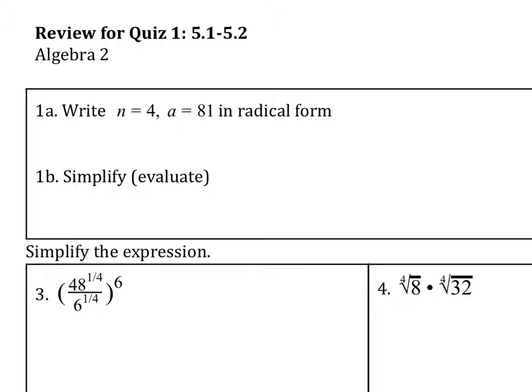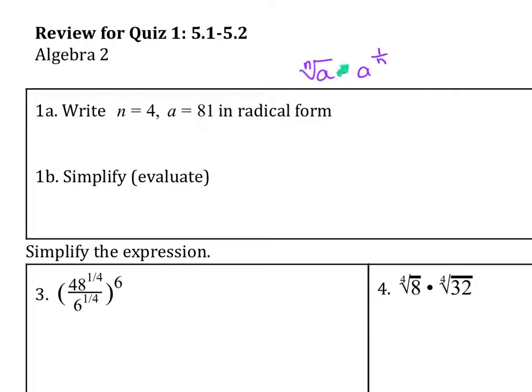Here's number 1 in the review for the quiz. Write n equals 4 and a equals 81 in radical form. So what we need to remember is that this n stands for the index. So let's write something at the top first. Remember that you can write the nth root of a also as a to the 1 over n.